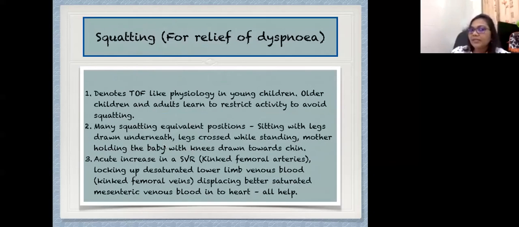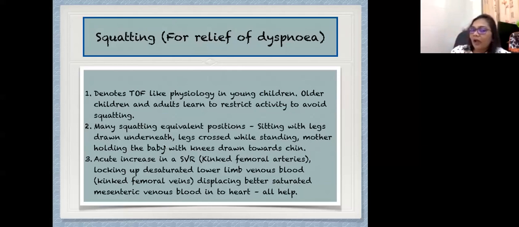The next symptom which you could come across in cyanotic congenital heart disease, especially in older children, is squatting for relief of dyspnea. Some of them, when they grow into adolescents or adults, learn to restrict activity to avoid this. Squatting for relief of dyspnea is a typical feature of tetralogy physiology. There are many other squatting equivalent positions also, like sitting with legs drawn underneath, legs crossed while standing, or a mother holding the baby with knees drawn towards the chin.